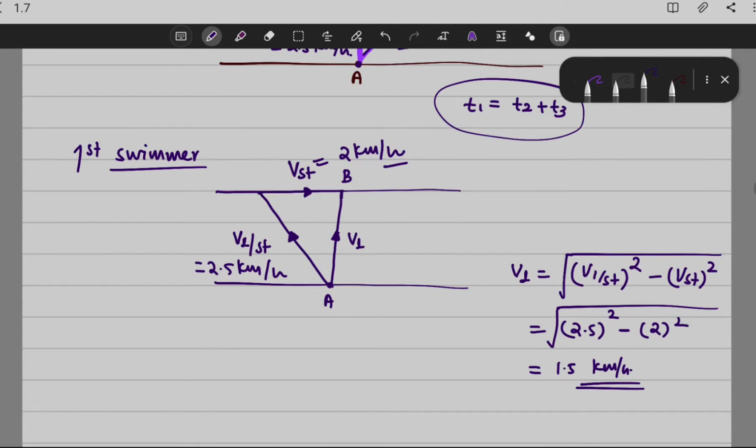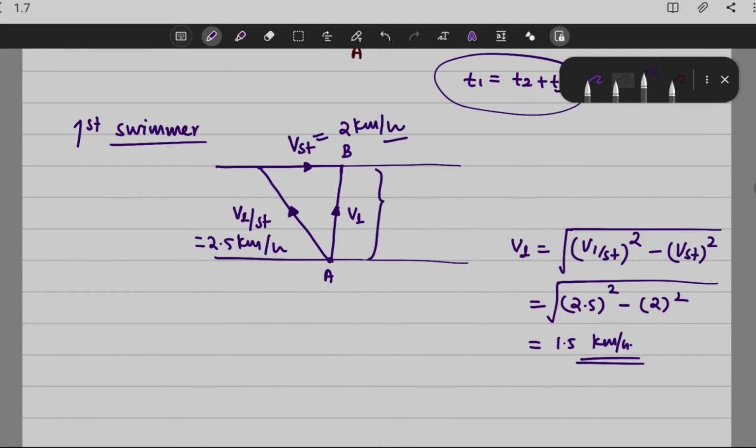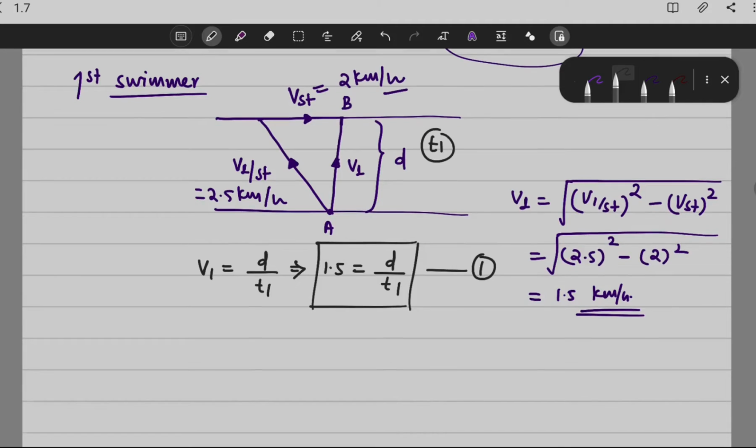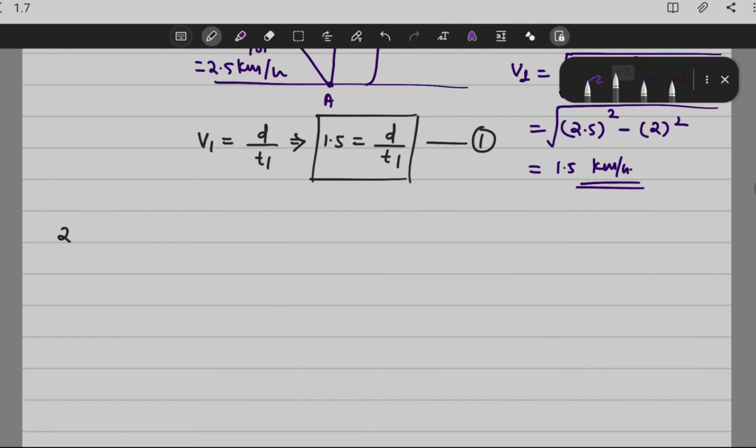Let us assume that this distance is d, and it takes t1 time to cover this distance. So we can write velocity v1 is equal to distance upon t1. So 1.5 is equal to d upon t1. So this is our first equation. Now talking about the second swimmer.